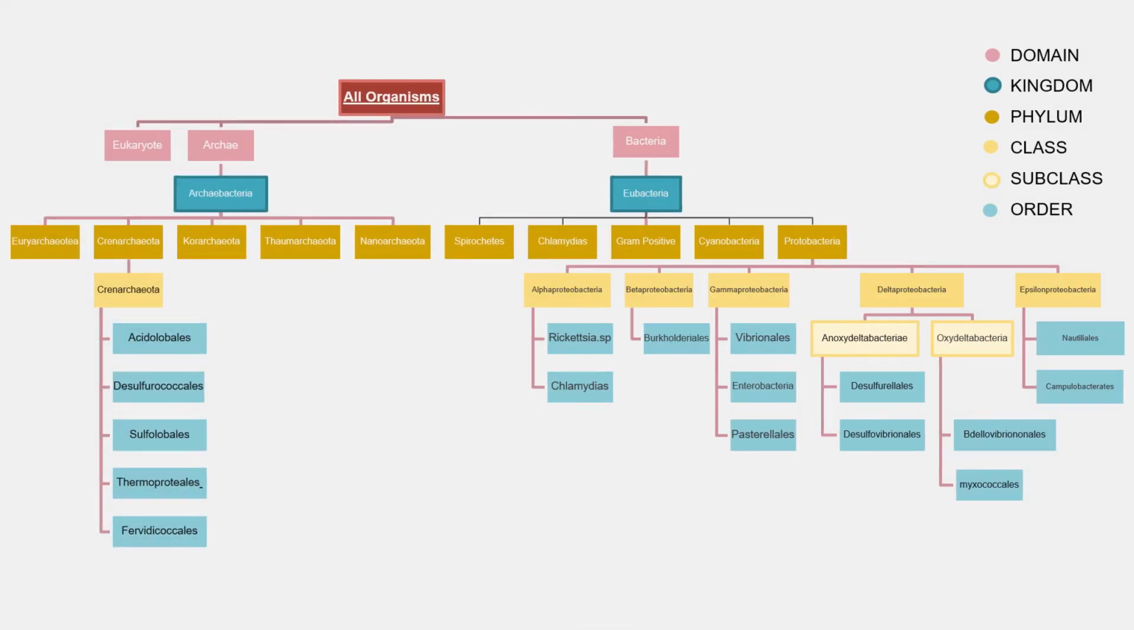This is the taxonomy chart for Kingdom Monera. The first line is domain and the second one is kingdom, followed by phylum, and expanding to its classes until its order. So the blue one here is the order.